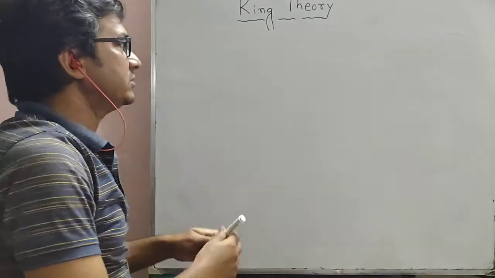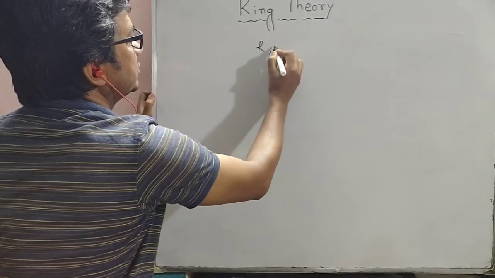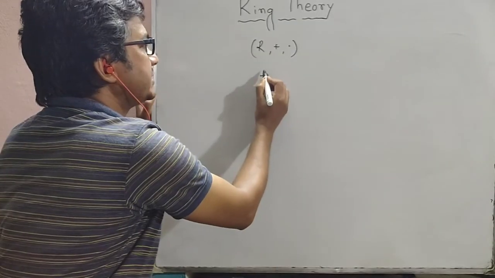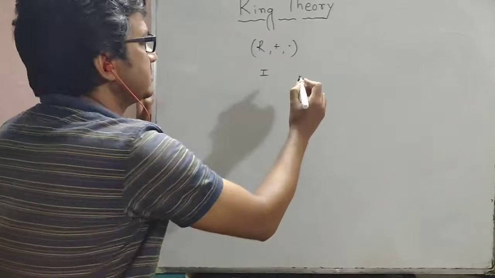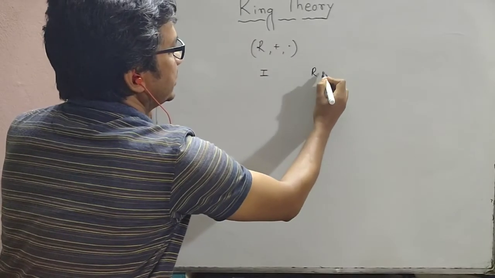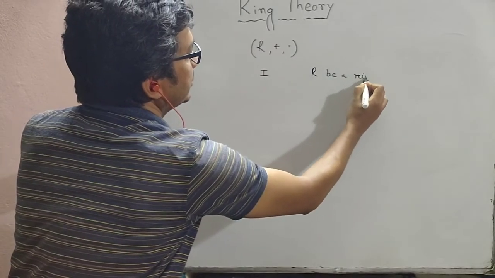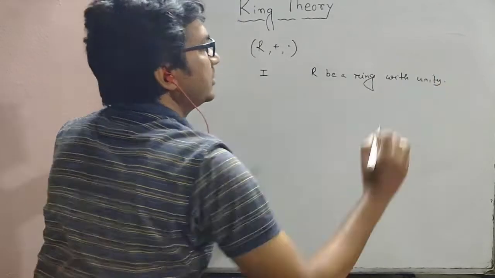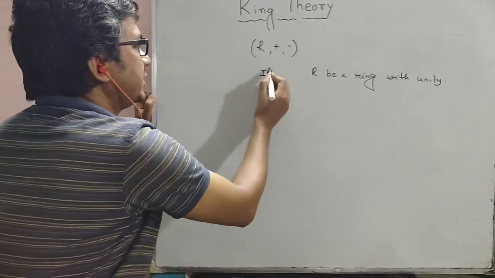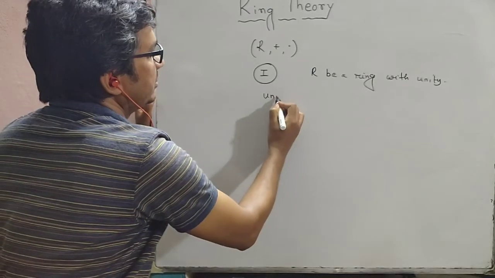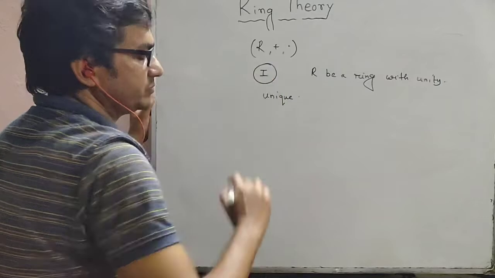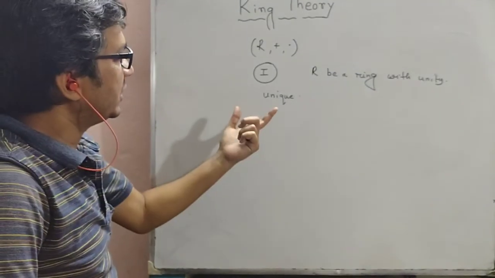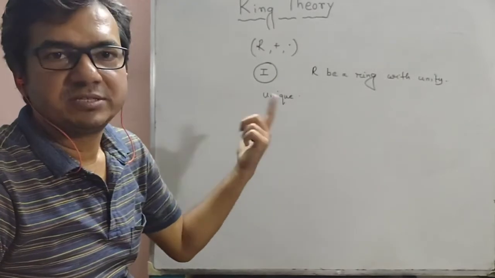If in a ring R plus comma dot, a unity element I exists, that is, R is a ring with unity, then I must be unique, and this can be proved very easily.